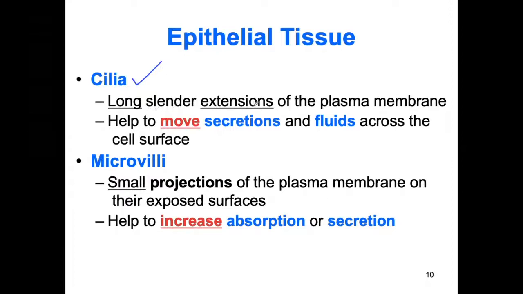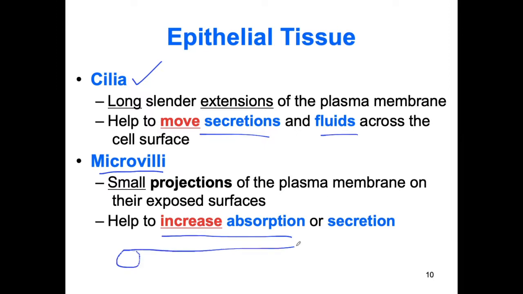I mentioned cilia already. These are long, slender extensions that come off the cell membrane, and they are designed to move secretions and fluids across the surface, just like mucus. We have something smaller than cilia, and these are called microvilli. These are much smaller projections, and they're designed to increase absorption. Where we have microvilli, let's see if I can draw this. This would be, let's say, the small intestine, part of your gastrointestinal tract.